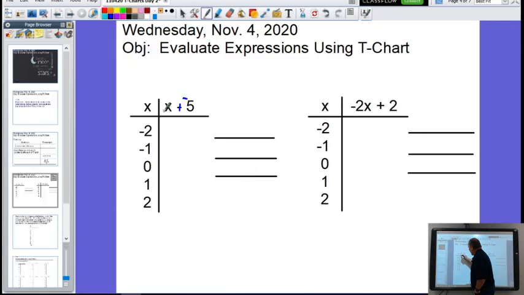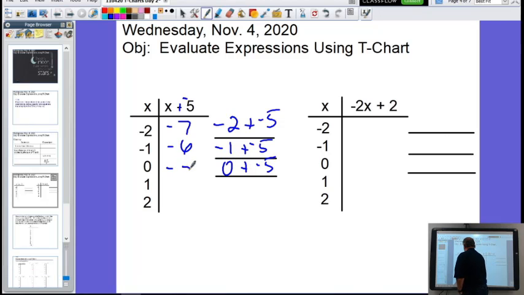So where there's an x, I'm going to plug in my -2. So I'm going to take this and we'll do -2 plus -5. And then I'm going to do the math. -2 plus -5 gives me -7. Then I'm going to do the next one because now x is -1. So I plug in -1 plus -5. Well, -1 and -5 make -6. And then I plug in 0. So 0 plus -5 gives me -5.